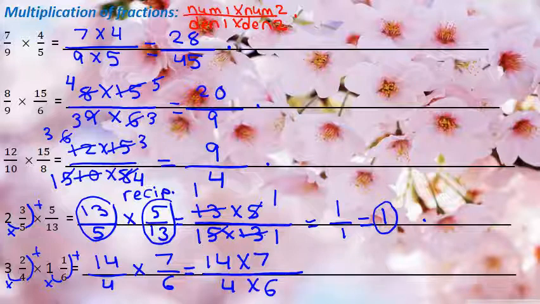Now, is there any common factor between 14 and 4? They are both divided by 2. By 2 is 7, and by 2 it is 2. No more common factors. So now we write 7 times 7 is 49, and 2 times 6 it is 12.